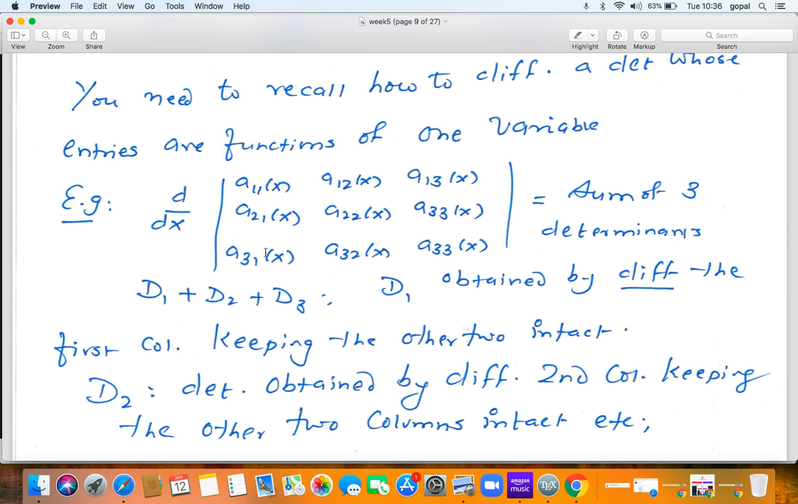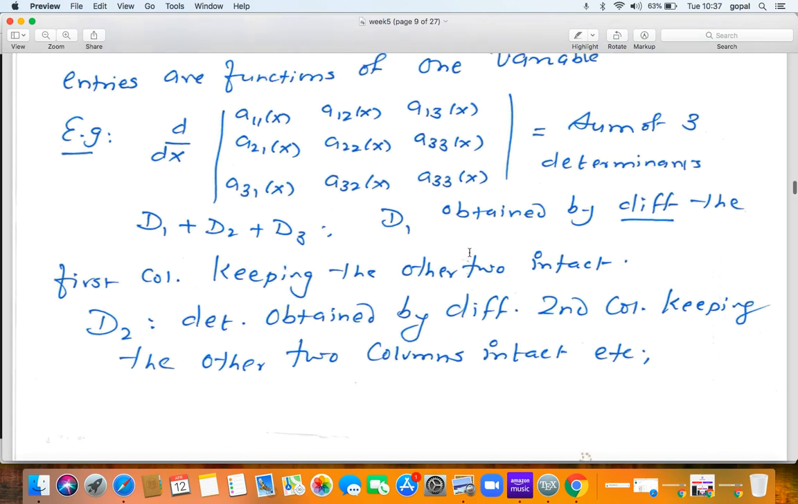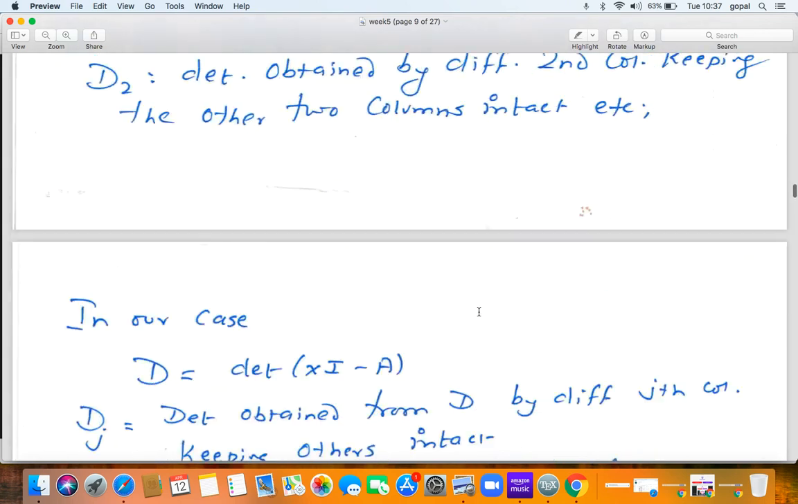Differentiate the third column, keep the first two intact. That is D3. So the derivative is the sum of three determinants. So that's the way you differentiate a determinant. When you differentiate the determinant of xI minus A, each time you differentiate one column and keep the other two columns intact.